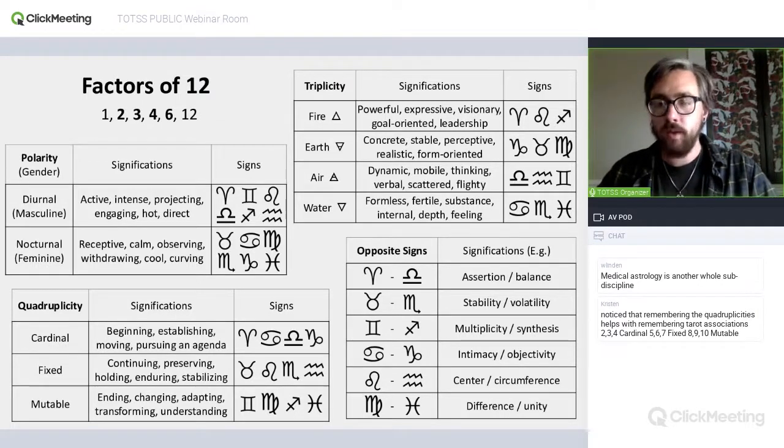And again, I think hopefully it's really clear, especially from what we've said previously in the series, why the diurnal means those things, why those qualities are associated with the day, and the nocturnal qualities are associated with the night. I hope that's fairly intuitive.